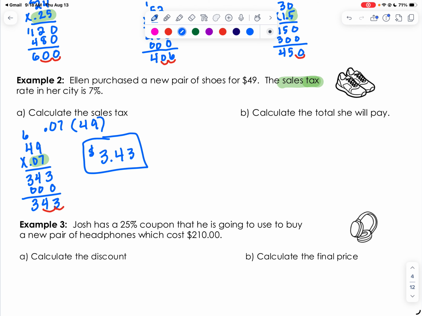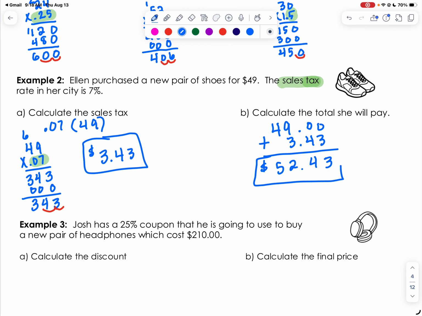And the question says, calculate the total amount she's going to pay for these shoes. Well, for tax, we add that on to the total. So she's going to pay the $49 for the shoes, plus she's going to pay $3.43 in tax. I'll have to add a couple zeros here as placeholders. So 3, 4, 9 and 3 is 12, carry the 1. So she's going to pay a total of $52.43 for the sneakers once they add the tax.